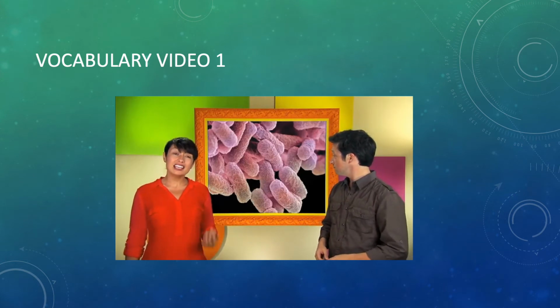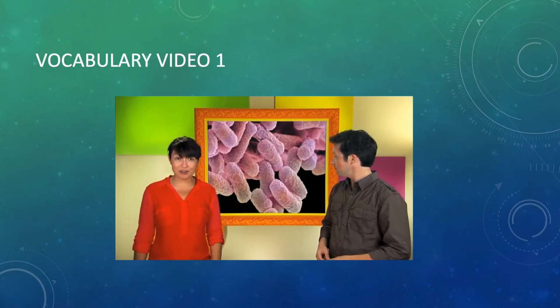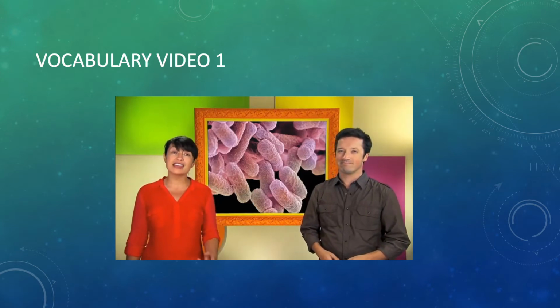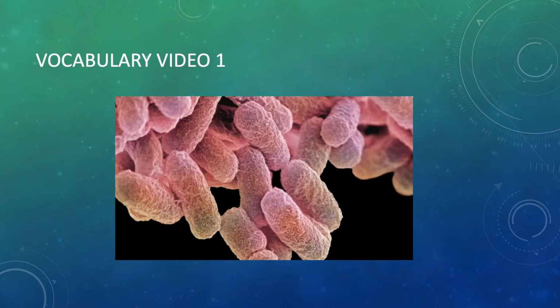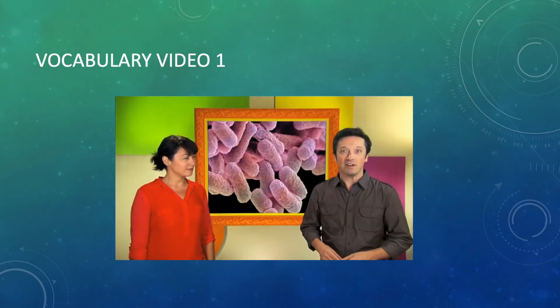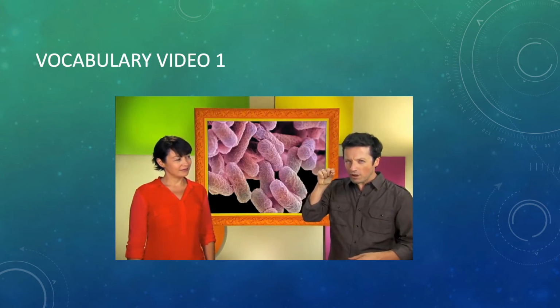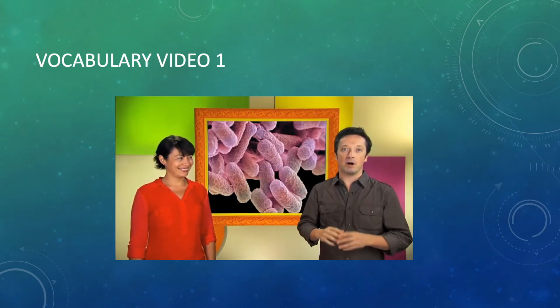Bacteria. Tiny organisms called bacteria help the plants to turn nutrients into food that they can use. Bacteria are very, very small. We can't see them with our eyes, but they're all around us.